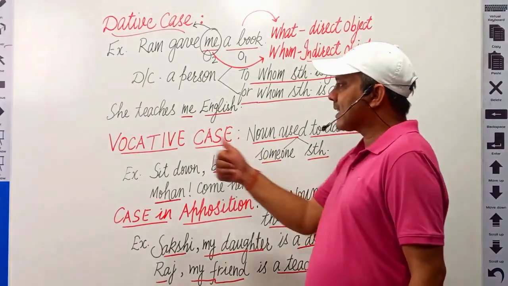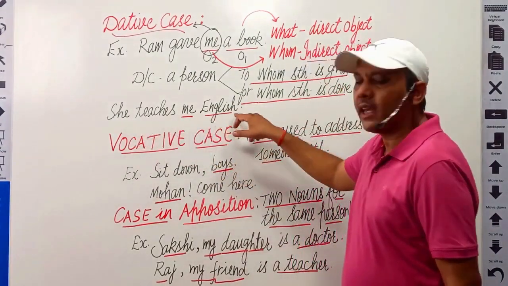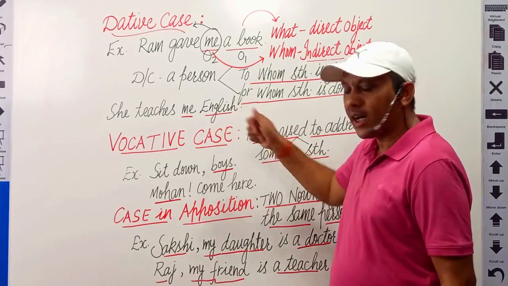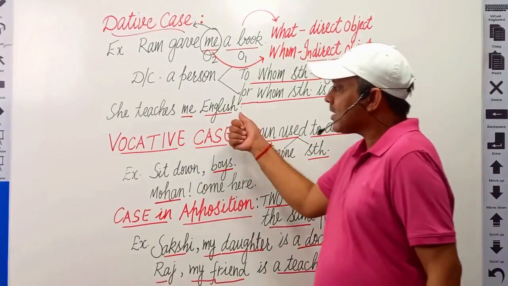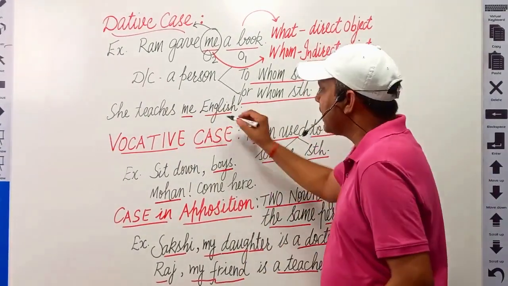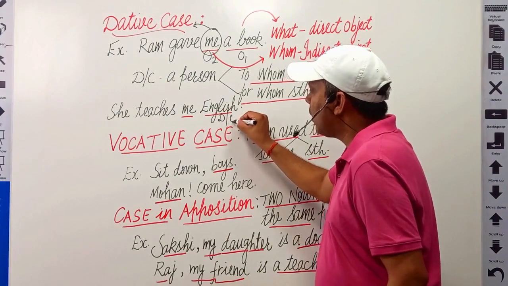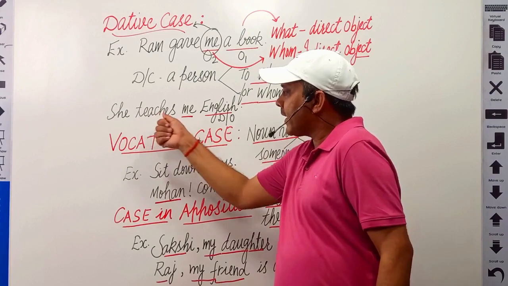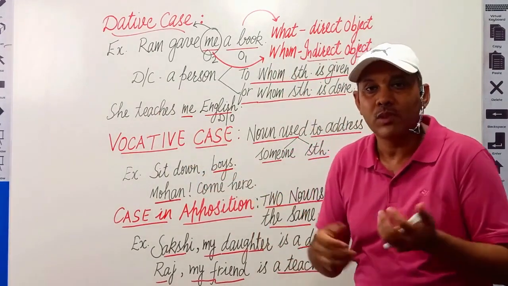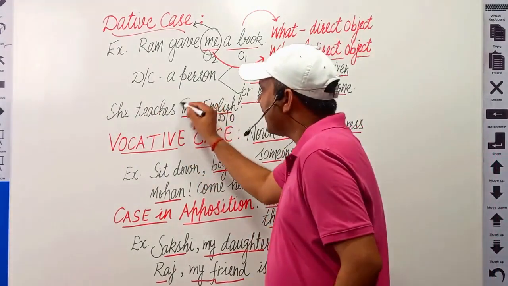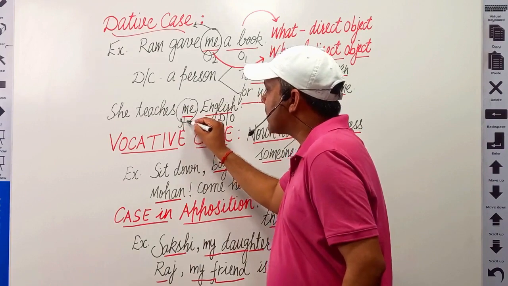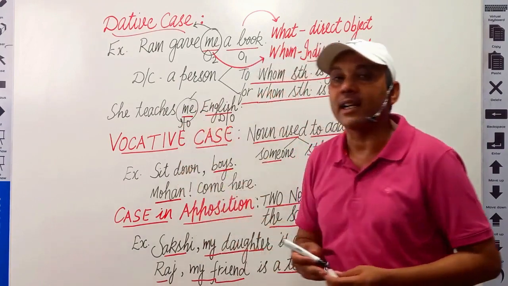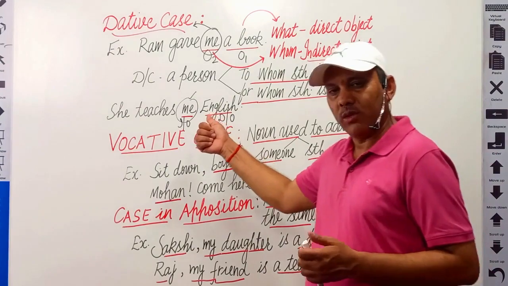Let us take one more example. She teaches me English. What is the direct object? What does she teach me? English. This is direct object. And she teaches English to whom? To me. This me is an indirect object. So this me is the dative case of noun.